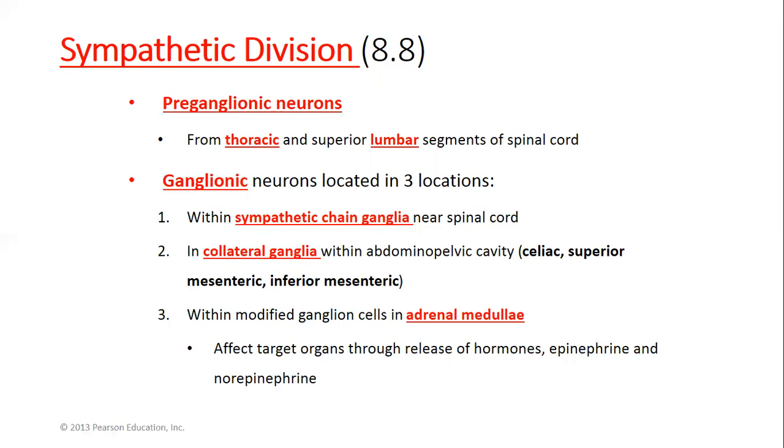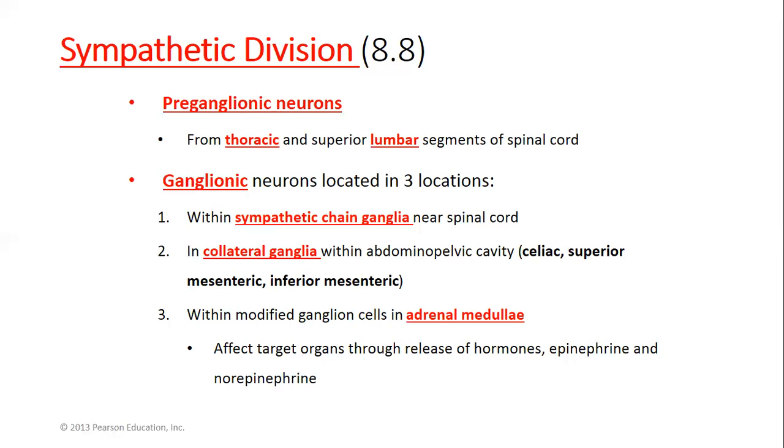One's called the sympathetic chain ganglia. They're located right near the spinal cord. One's called the collateral ganglia, and another one is the adrenal medulla. So the adrenal gland has a cortex. We'll talk about the cortex later when we get to the endocrine system. The medulla, the innermost portion of the adrenal gland that sits right on top of your kidney, is actually a location of the sympathetic neurons. So it's considered its own ganglia. And it secretes epinephrine and norepinephrine into the blood. So it's a little bit different.